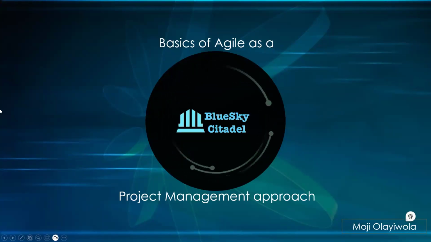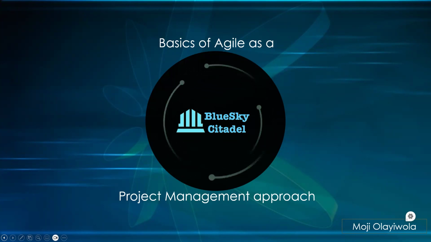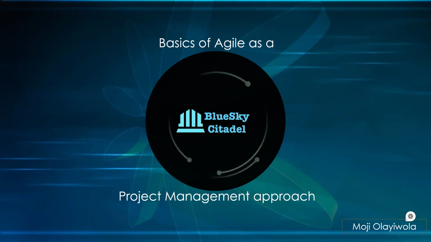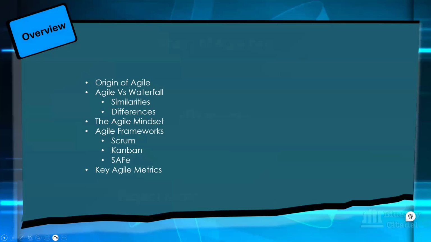Okay, so like I said, we'll be looking at the basics of Agile as a project management approach. Before we start talking about the phases in project management and all that, it's better for us to give ourselves the basics, have a foundational knowledge of what we're going into. So for tonight, we'll be looking at the origin of Agile. We'll look at Agile versus waterfall. What are the similarities? What are the differences?